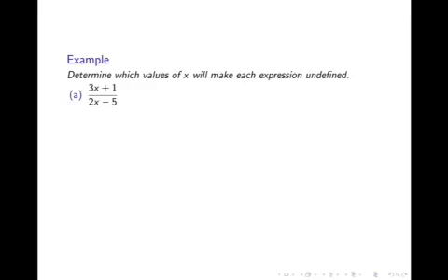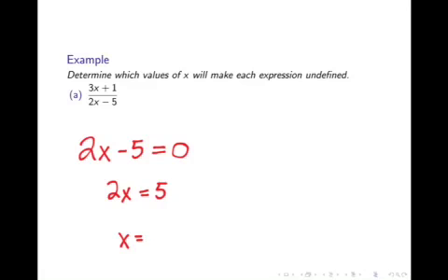So in this case, our denominator is just 2x minus 5, and so this will be undefined where 2x minus 5 equals 0. So where 2x equals 5, and then divide by 2, and we get x equals 5 halves. So there's only one value that makes this rational expression undefined.